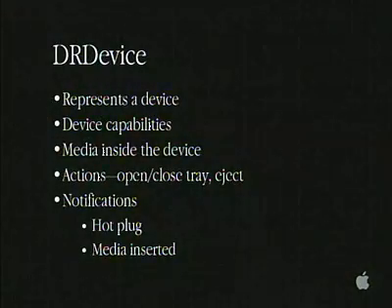Now, the last main object is DRDevice. And this is the object that represents a device. It encapsulates a bunch of things. It handles device discovery. So find me the list of devices that are on the system. It handles device capabilities. Does this drive support CD-R burning? Does it support DVD-R burning? What's the name of the device? Can this drive erase disks? And so on. We'll tell you about media inside the device. This is information that can change, obviously, because you can take disks in and out of the device.